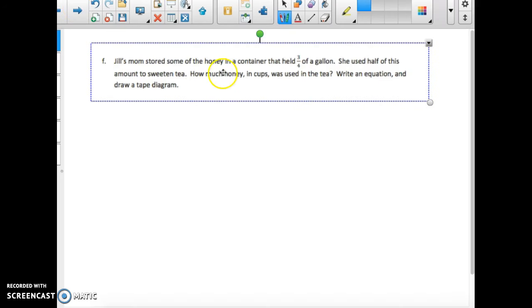Last question. Jill's mom stored some of the honey in a container that held 3/4 of a gallon. Okay, so essentially they're telling me, hey, I've got 3/4 of a gallon right now. That's my total. She used half of this amount to sweeten tea. Okay, so I am taking half of that. I can multiply it times 1/2. I could divide it by 2. Those are equivalent expressions. The tricky part then here is it's saying how much honey in cups was used in the tea. So I could convert this into cups and then find half of it, or I could find half of it and then convert it into cups. Either way, that is going to work for me. Good luck.